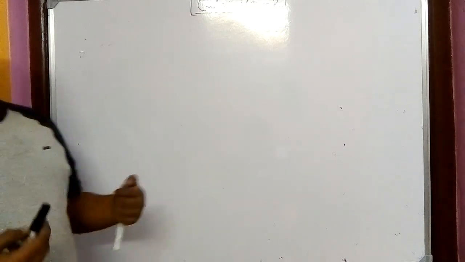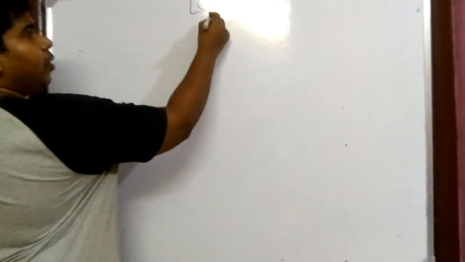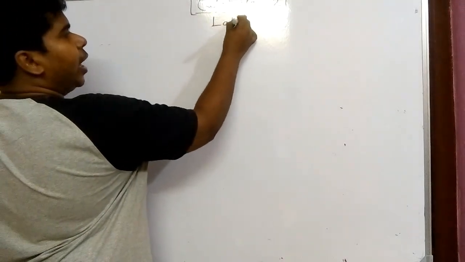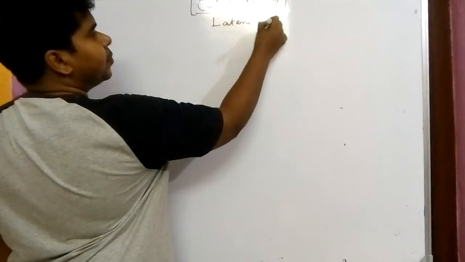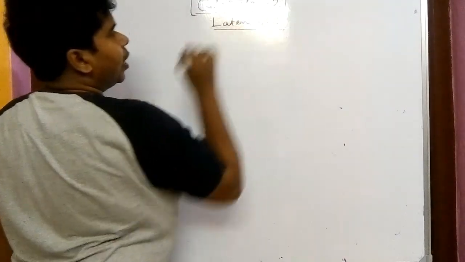So in the previous part we have discussed the change of state. And now we will discuss the last part of calorimetry, that is latent heat. What is it?